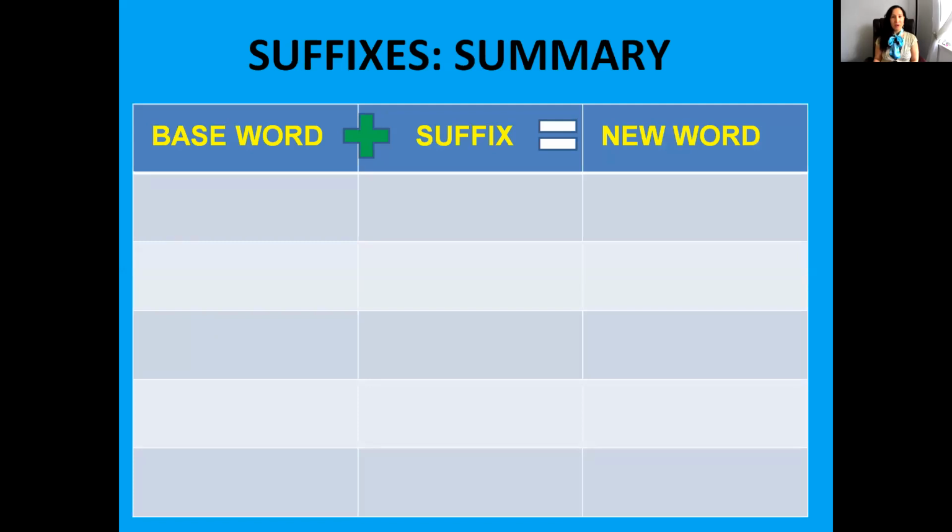Here's a great summary of all the suffixes. Does anyone remember the 5 suffixes that are common in this lesson? Does anyone want to guess? Base word, celebrate. Do you remember what the suffix was? It's a verb. So what happens to the verb when you add ion? What does it become? What's the new word? Celebration. So what does the verb turn into? Noun. Did you get it?